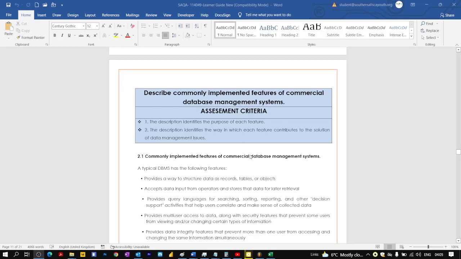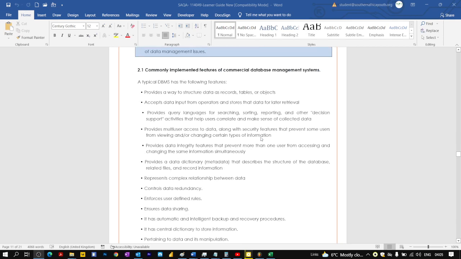In this lesson, let's describe the commonly implemented features of commercial database management systems. Here are the commonly implemented features. A typical DBMS has the following features. It provides a way to structure data as records, tables, and objects.